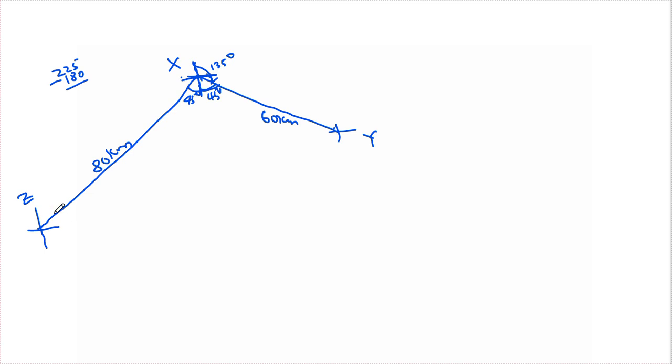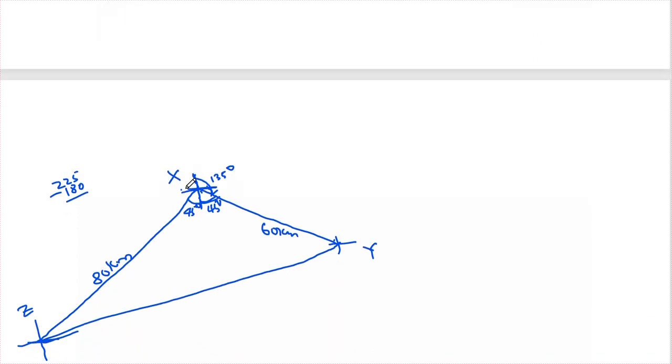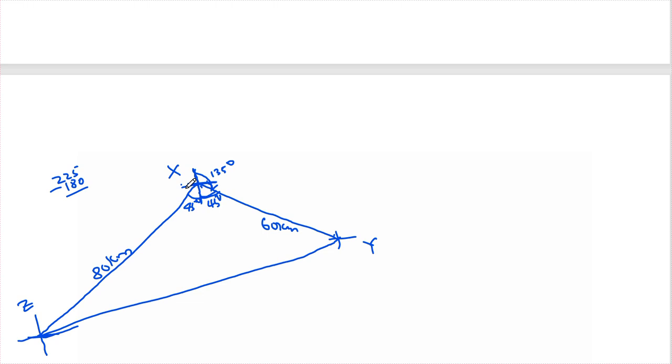Let me rewrite this. So I'm going to make here x, and here is 45, making it 225. So this already gives us a triangle. I can join this point straight to this point, something like this. I will advise you to use a ruler. So the question now says find the distance of z from y and the bearing of z from y. Okay, quite easy. Now the next is to find the distance of z from y.